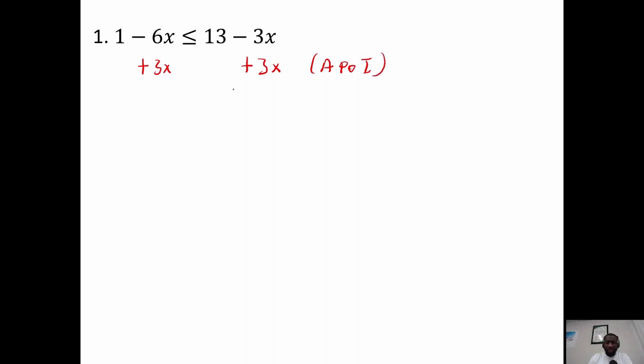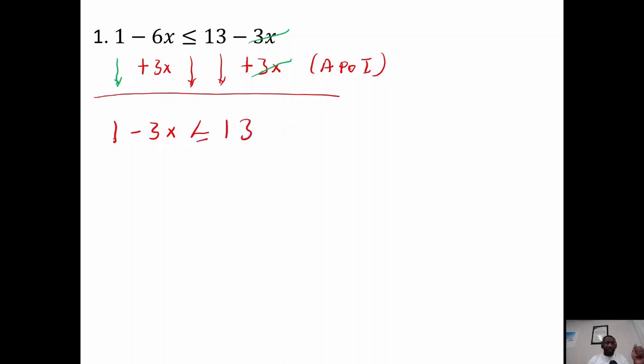If it's an equation, you say addition property of what? Equation. Now that you've added, we have negative 3x plus 3x. You see that it's going to cross out, right? So I just have to bring my 1 down. Then we have negative 6x plus 3x, which is going to give you minus 3x. So I just have to bring this inequality sign down and bring my 13 down. So I have my less than or equal to sign and then 13.